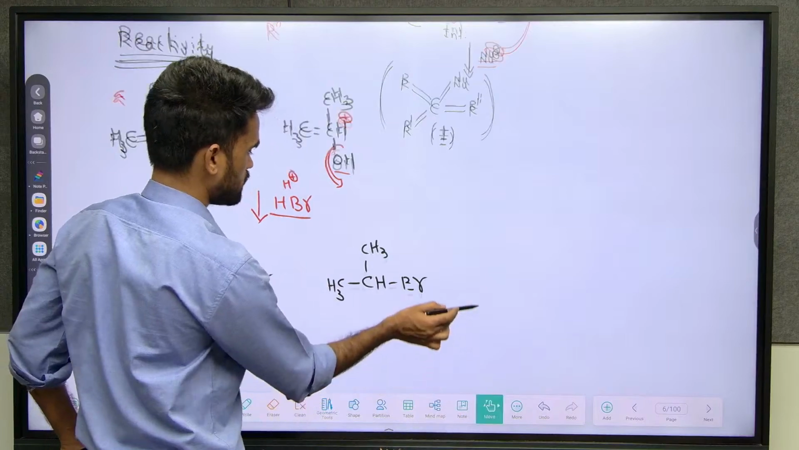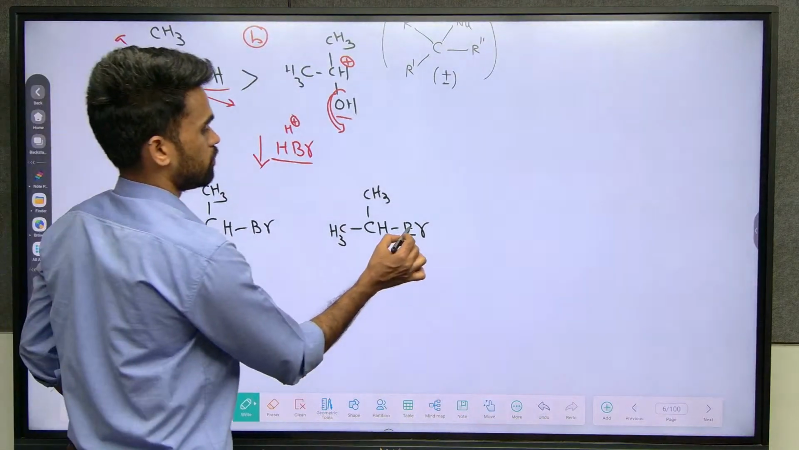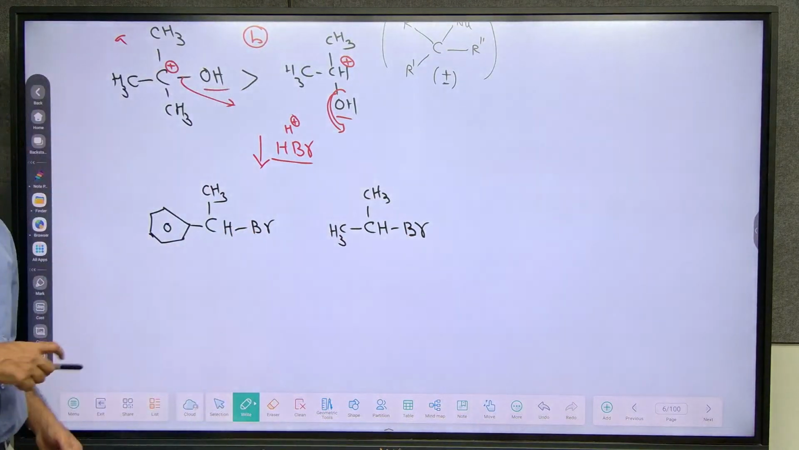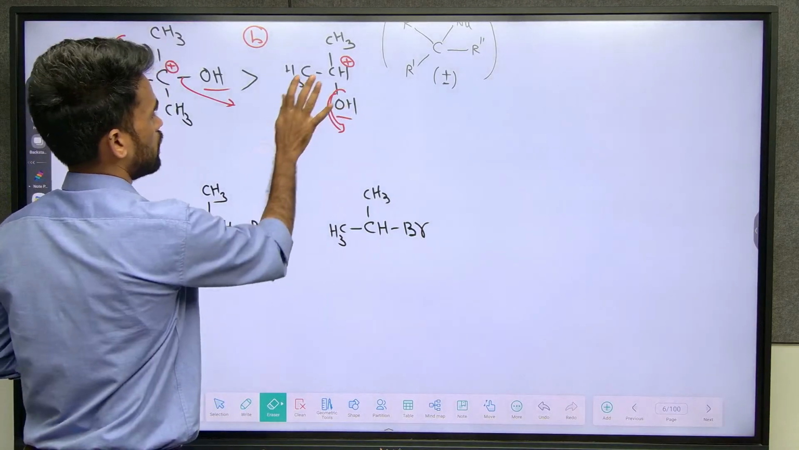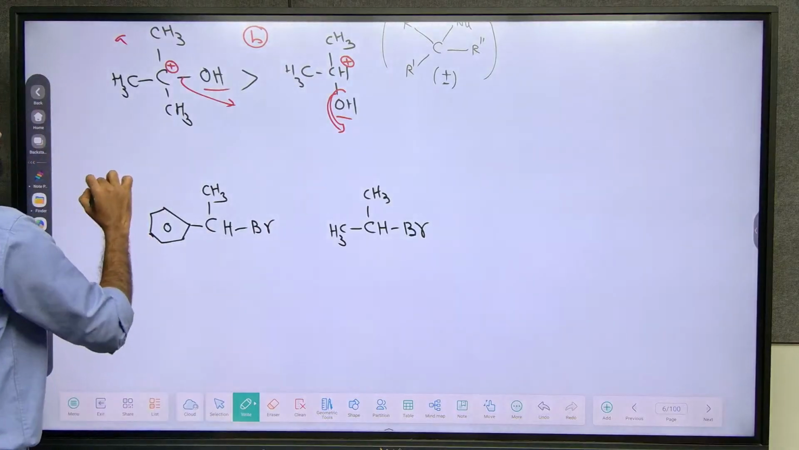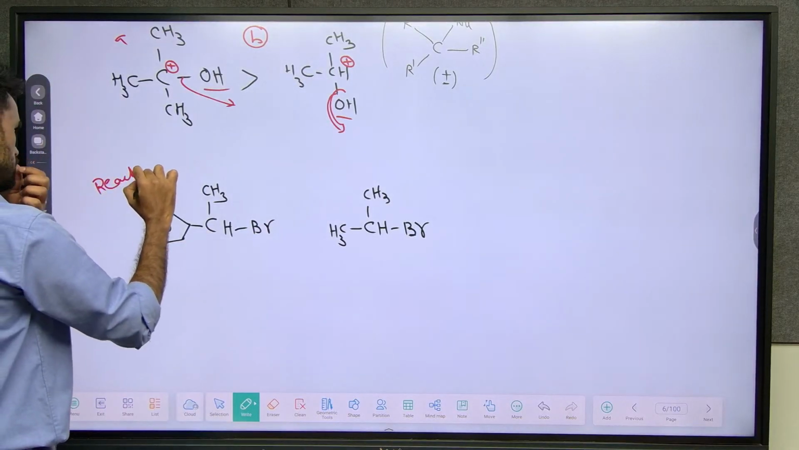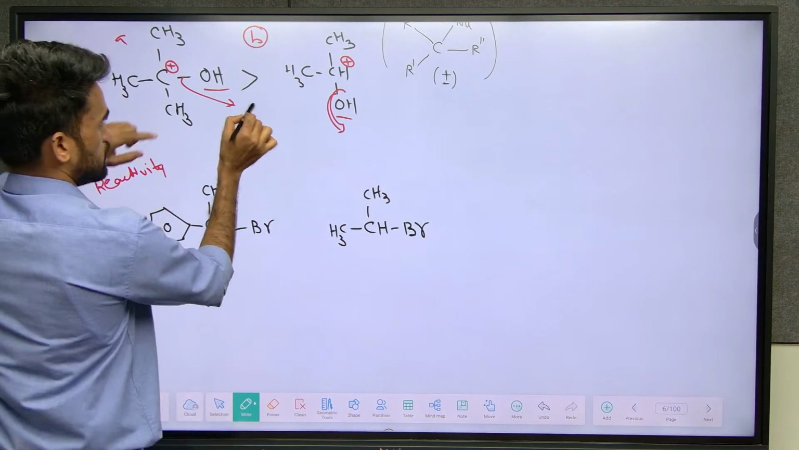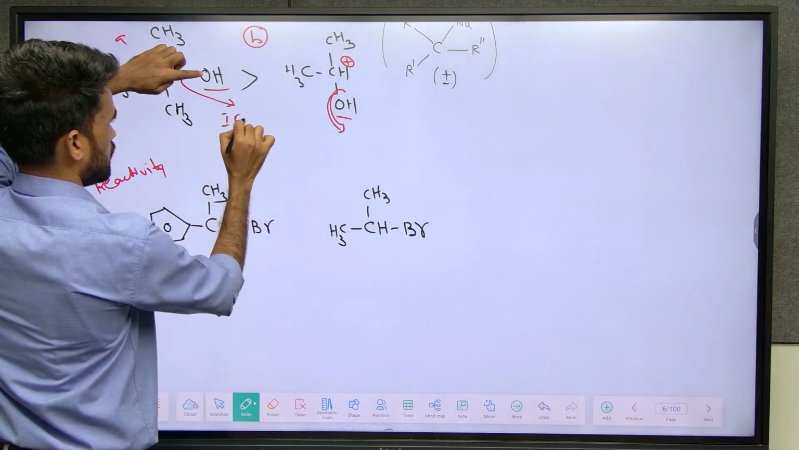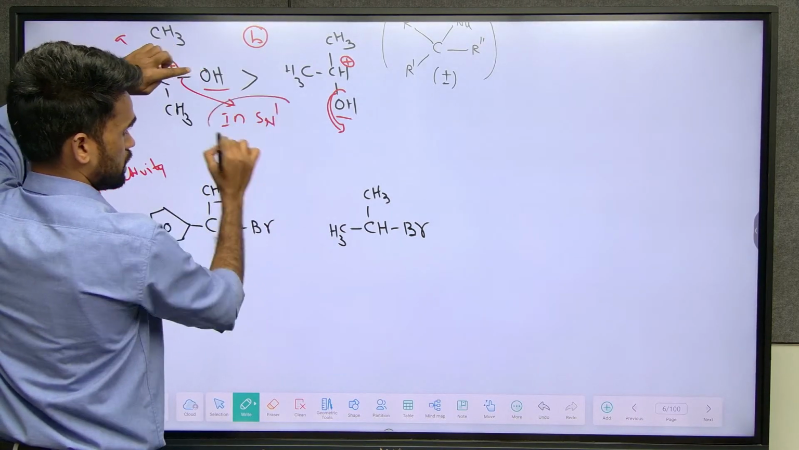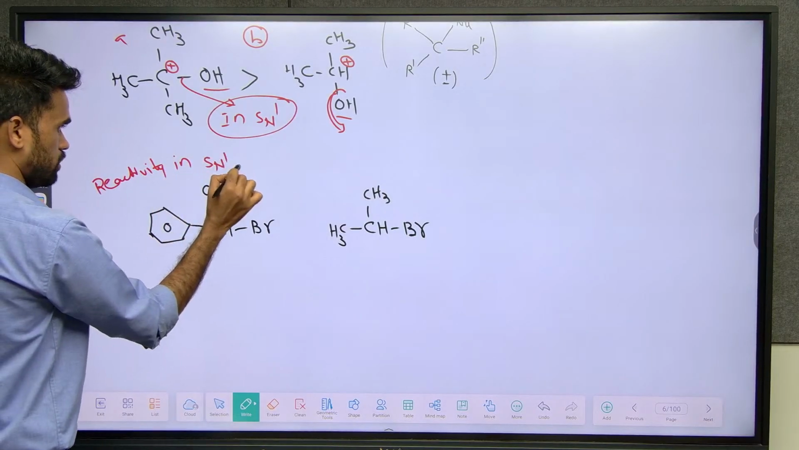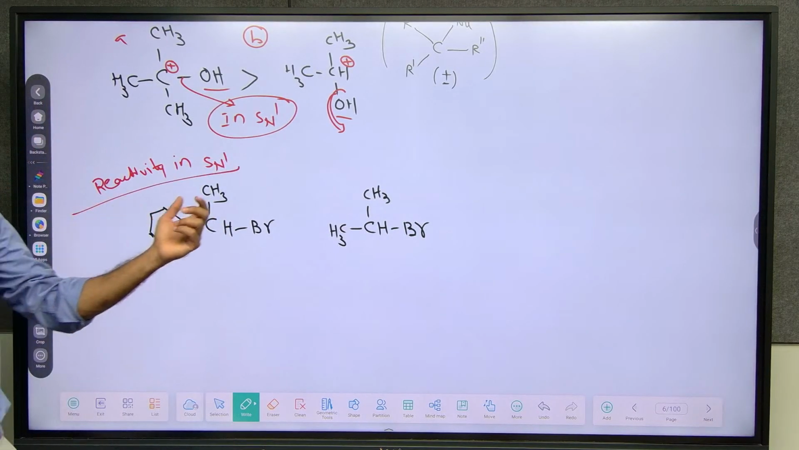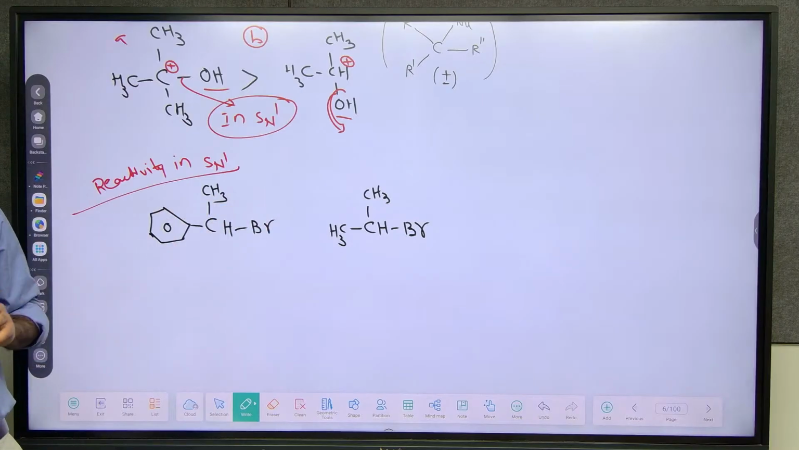Okay. Now look at this. Which one is more reactive out of these two, with the same H? Now I am asking reactivity in the SN1 reaction, first one. This one also, reactivity in SN1. Which alkyl halide is more reactive, I am asking. How can you answer?